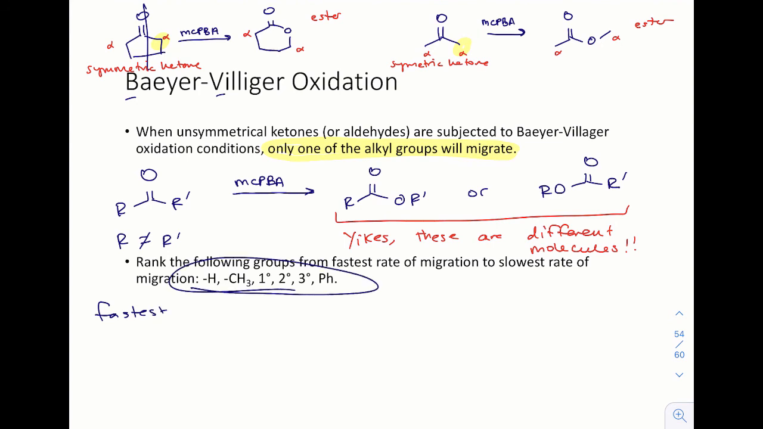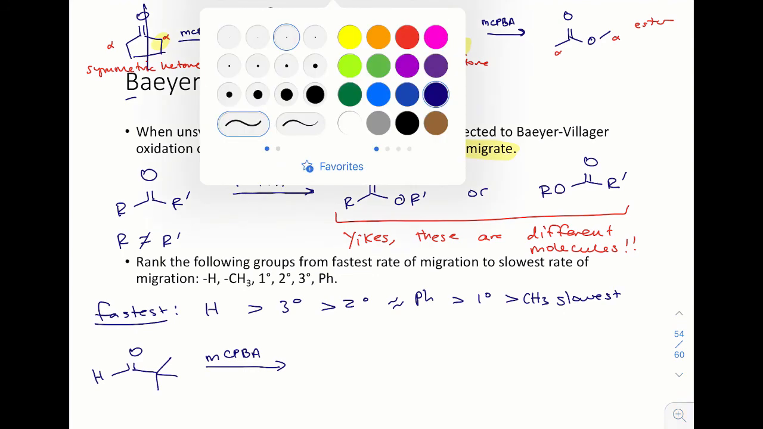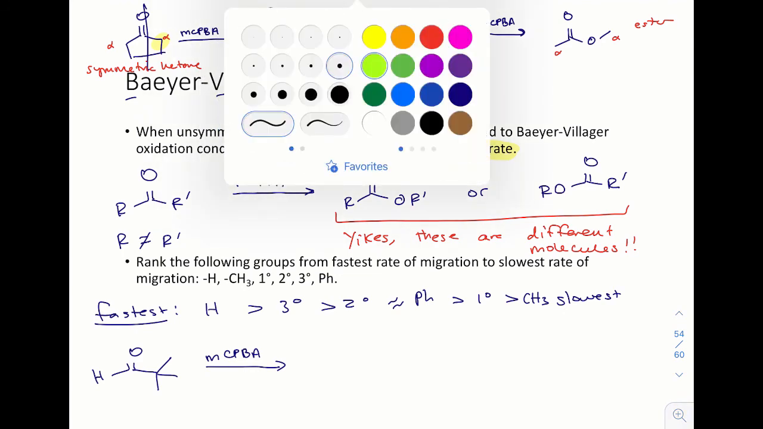So looking at these groups, I will list them for you from those that undergo the fastest migration to those that undergo the slowest migration. So hydrogen migrates more quickly than tertiary, which is quicker than secondary, which migrates about the same rate as phenyl, which is faster than primary and is faster than methyl. Methyl is the slowest. For example, if an aldehyde, such as this one, was treated with MCPBA, you would look at the two groups bonded to the carbonyl carbon.